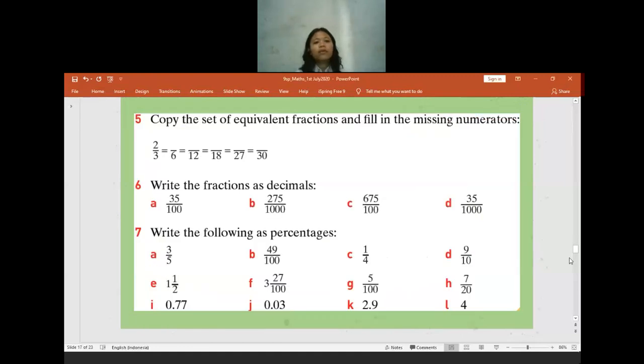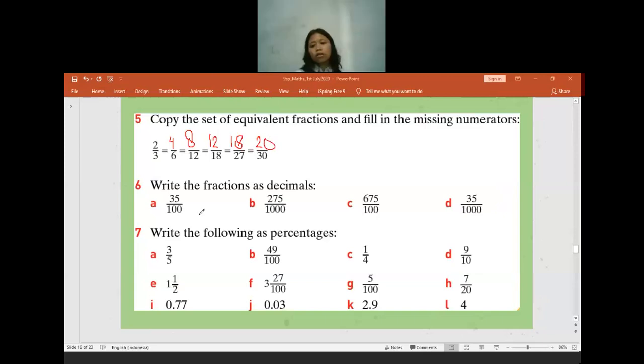For question 5, copy the set of equivalent fractions. Anyone want to help me? How many will it be over 6? 4 over 6. Do not shout, please, Dave. And then what about over 12? 8. And then what about over 18? 12. Okay, what if over 27? 18. If over 30, how many will it be? 20. Is there anyone confused?